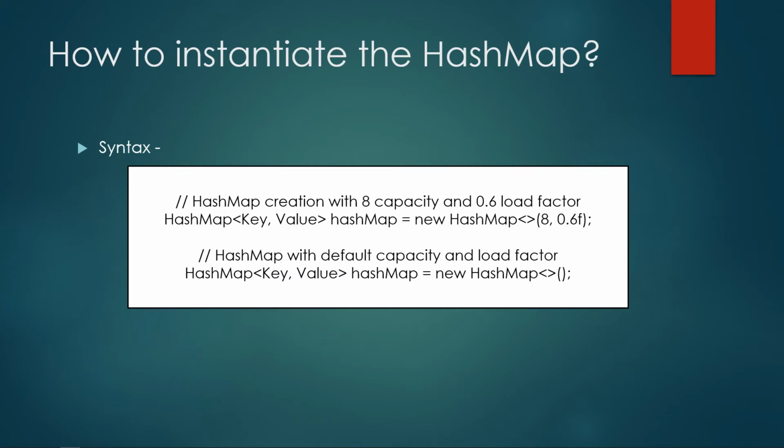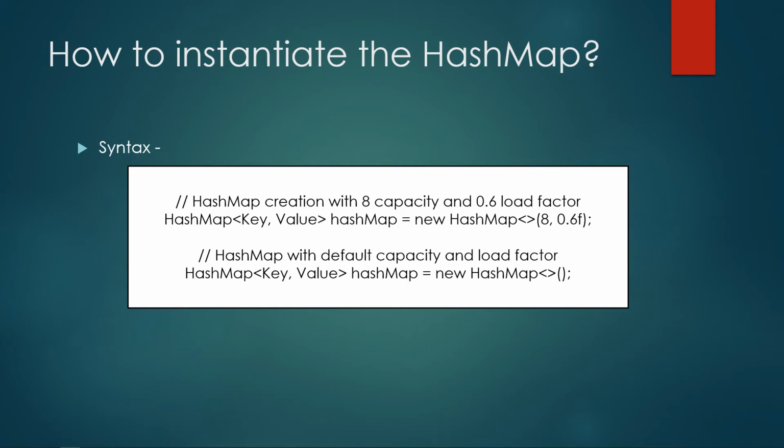So how to instantiate the hash map? To instantiate the hash map, first we have to create a variable of type hash map, and we have to create an object of new hash map. When we are creating an object of new hash map, we have to specify the capacity and load factor.